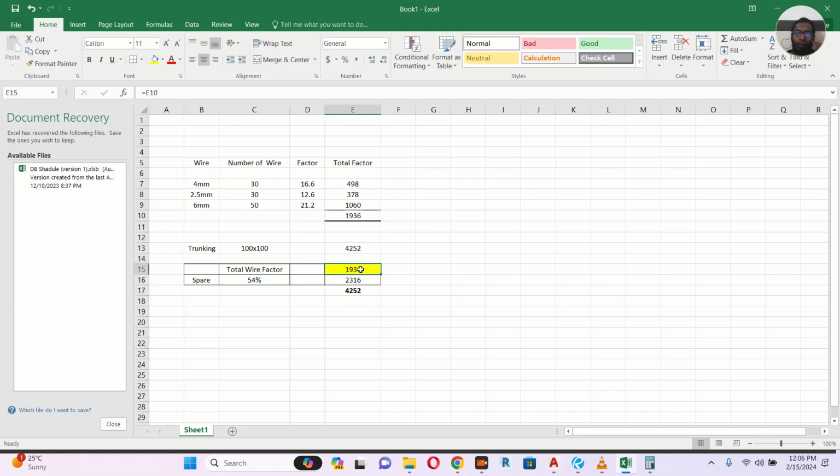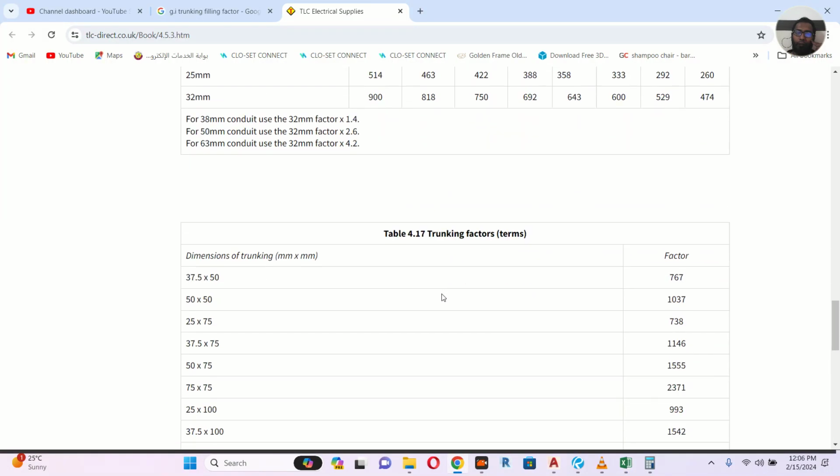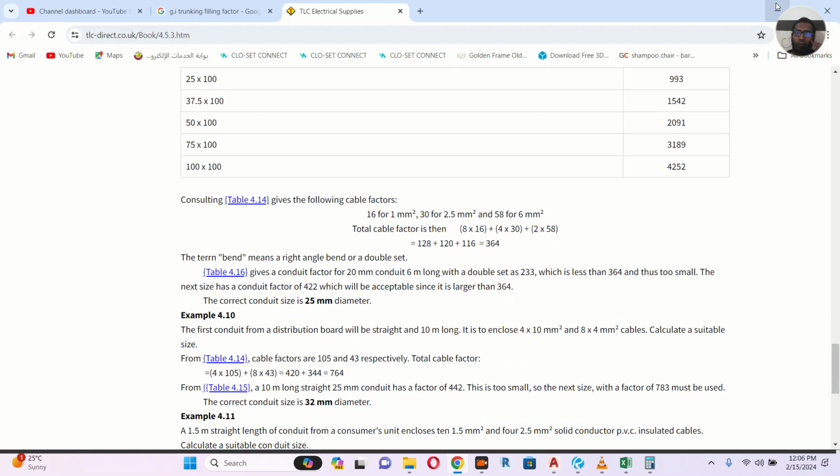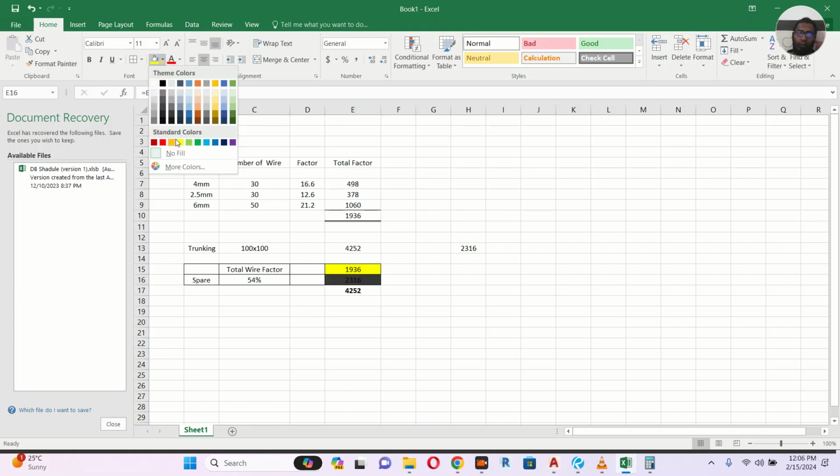Okay. So I minus this particular total wire factor from the trunking factor. This trunking 100 by 100, 4252 factor I took from here. 4252. Okay. So what I did, I minus from this, minus this. So how much I get? 2316. This one. So I calculate.